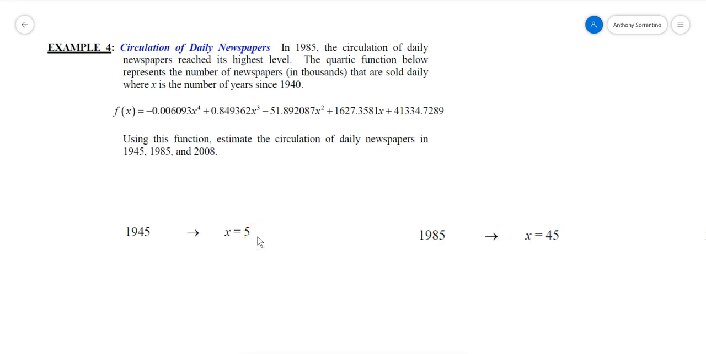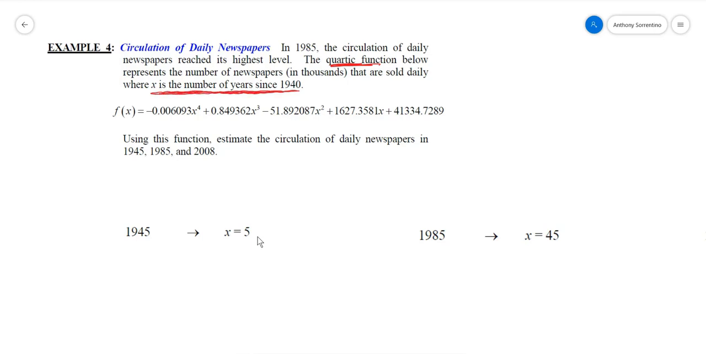Circulation of daily newspapers. In 1985, the circulation of daily newspapers reached its highest level. The quartic function, so again, they're throwing out a word here, which simply means a degree 4 polynomial, which I can clearly see in the polynomial function they give us, represents the number of newspapers in thousands that are sold daily, where x is the number of years since 1940. Very important.